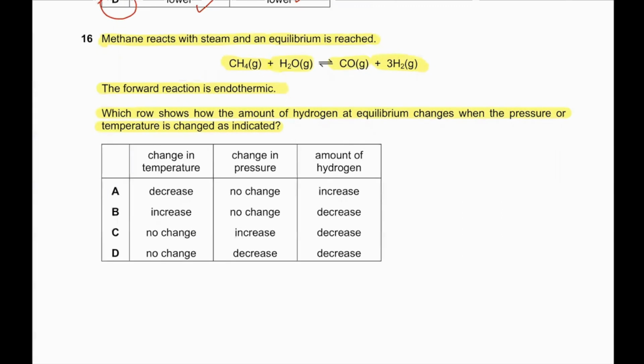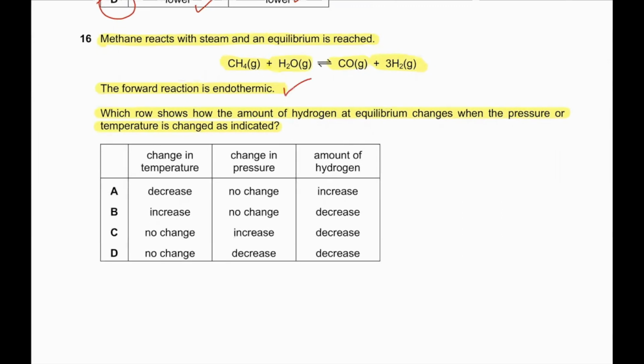All right, so the reaction is endothermic. Even though the reaction is endothermic, what it does is that it absorbs heat energy from the surrounding. And change in temperature, which row shows how the amount of hydrogen changes when the pressure or the temperature is changed as indicated. So change in temperature, there will be no change in temperature.